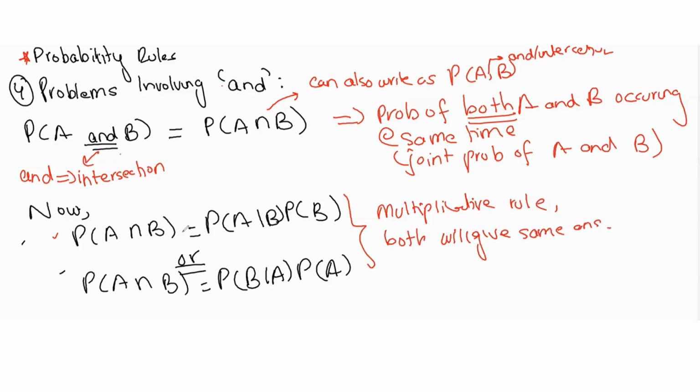So the idea is this: you can either find probability of A intersection B as probability of A given B times probability of B, or as probability of B given A times probability of A. So it depends upon what probabilities you are given. Both will give you the same answer.